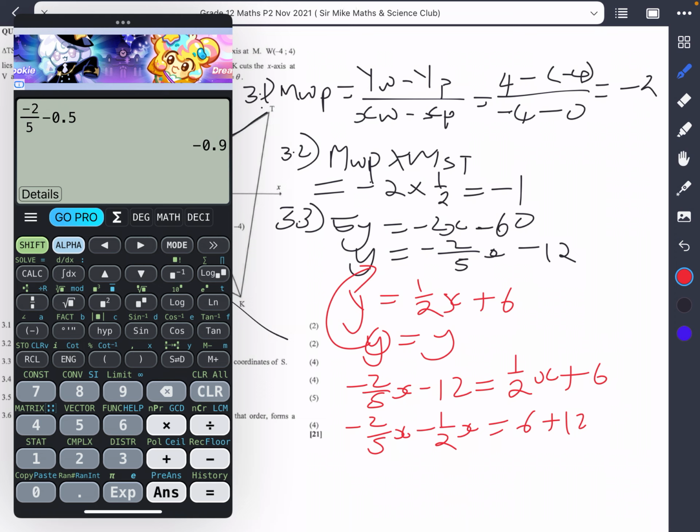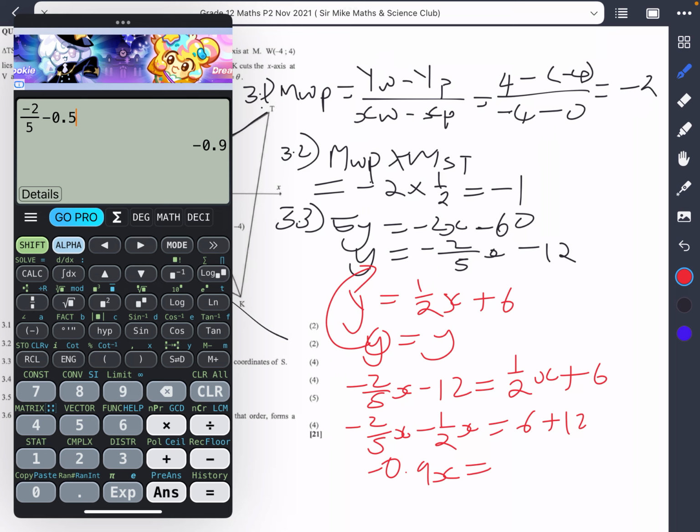So in this case, I have 0.9x. Now you can convert that, of course, into a fraction, but in this case it's actually a little bit better in that form. So what I would do is just leave it in that form. So I have negative 0.9x.